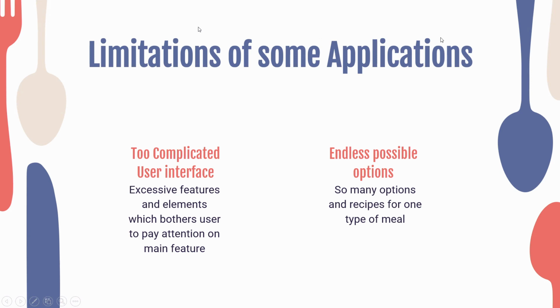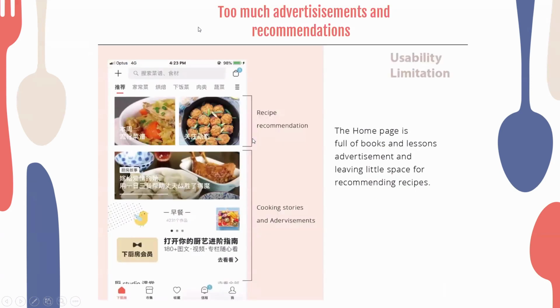And the next problem was with the logic, and we took a famous Chinese app in the App Store as an example. Here you can see that the main page includes cooking stories and advertisements rather than the recipe recommendations, which is more important for the user.